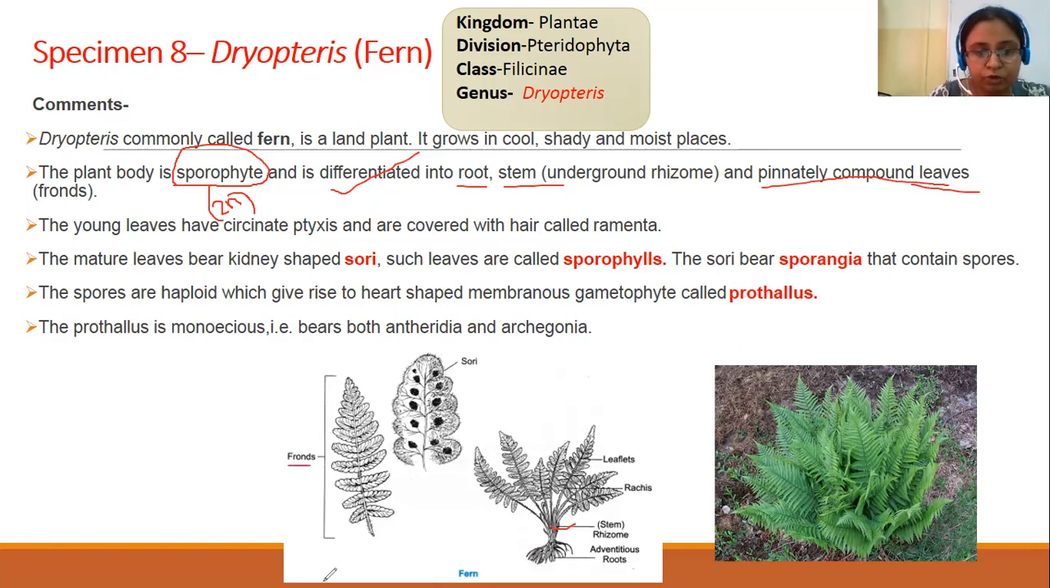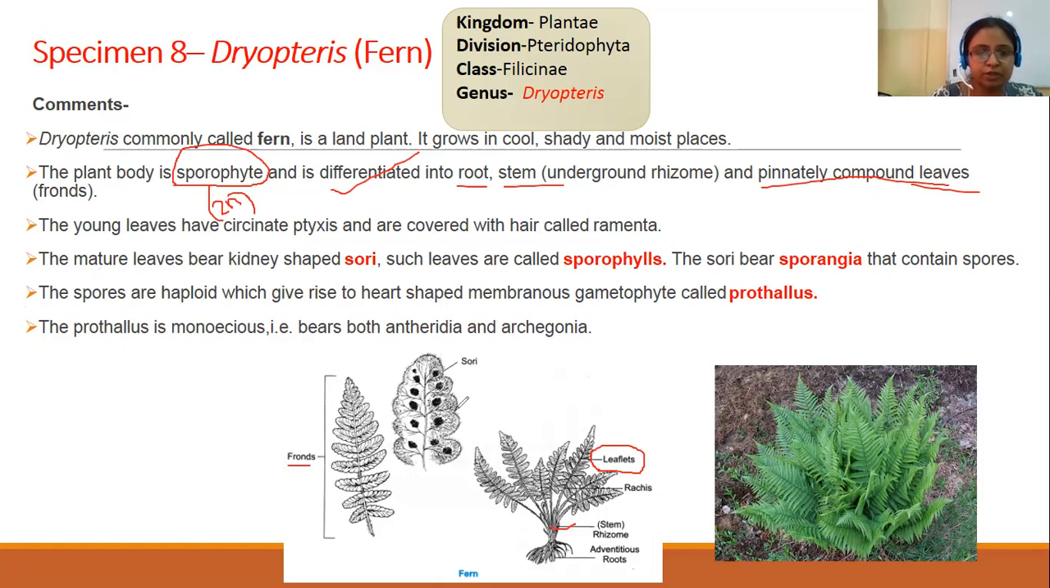Together, the whole leaf we call a frond, because it is completely compounded, divided into leaflets. So such types of leaves are called pinnately compound leaves, in which they are further subdivided into leaflets, and together we call them the fronds. Fine. But these are the true leaves.